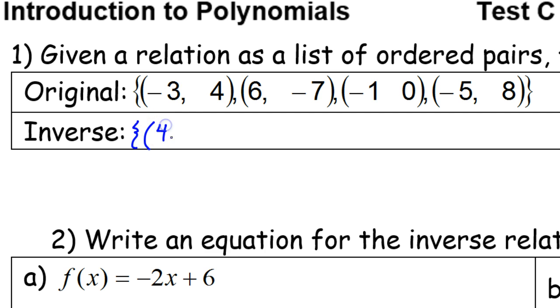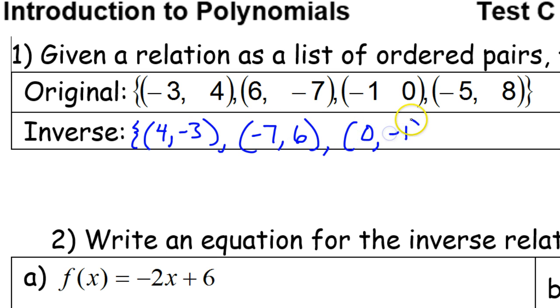So this would be (4, -3), (-7, 6), (0, -1), and (8, -5).